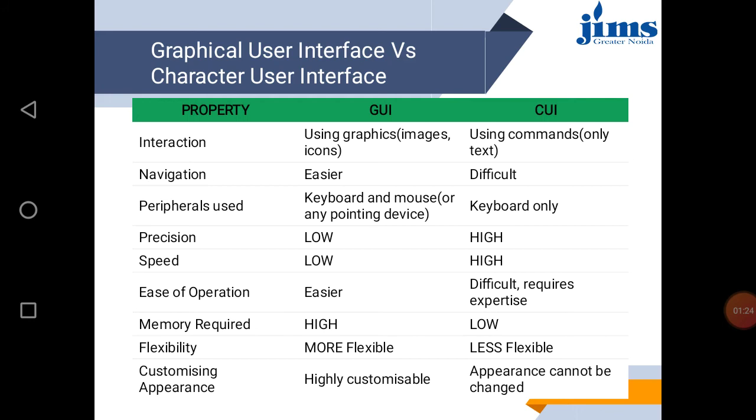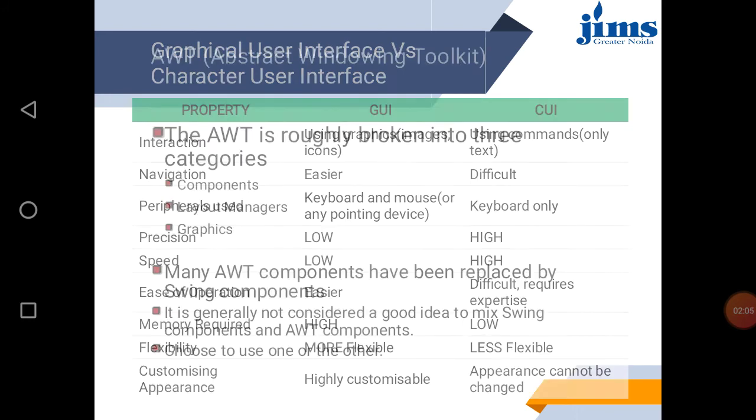Then GUI peripherals use mouse and pointing devices, but in CUI it is only keyboard. Precision is low in windows, but in CUI it is very high. Speed may be low in GUI, but in CUI precision and speed are very high. Operation is very easy in GUI. Memory requirement is high because you are interacting with visual objects, but it is more flexible. In a nutshell, we should say GUI is comparatively easier to use.